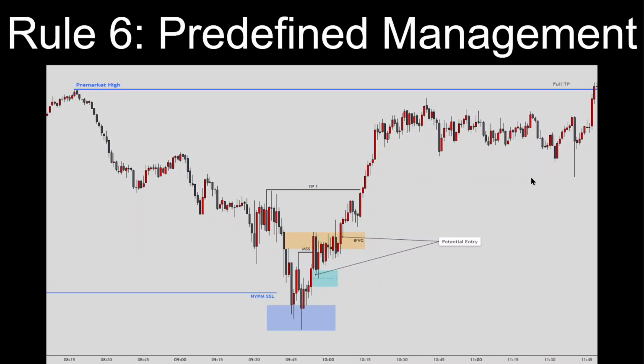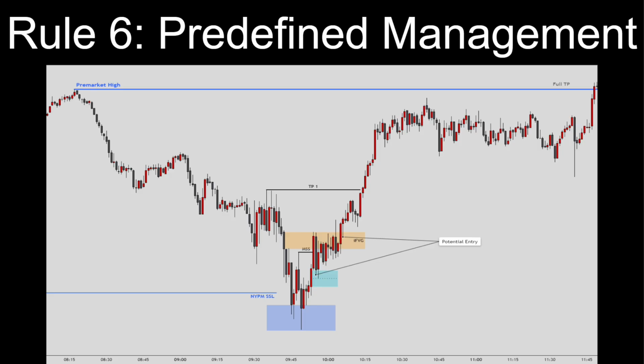And then the next thing we're looking at, or the last rule, is that we want to have predefined management. So refer to lecture 3, where we had trading without a bias. In that lecture, we said many times we require this to happen, and then this to happen, and then this to happen, and then that would be an entry.